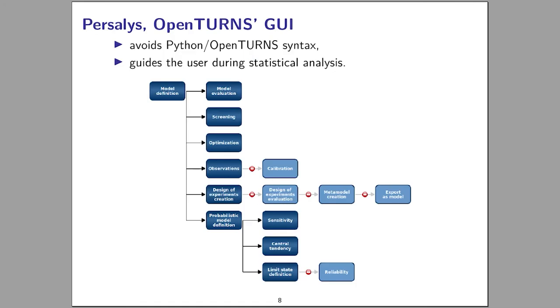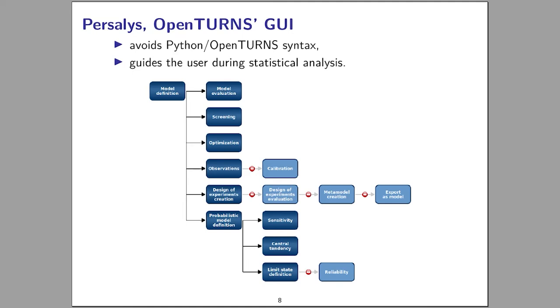So what are the advantages of Persalys? There are, I think, two main advantages. First, it avoids having to write any code. You don't have to write Python code, you don't have to understand OpenTURNS samples. You just use a graphical user interface.